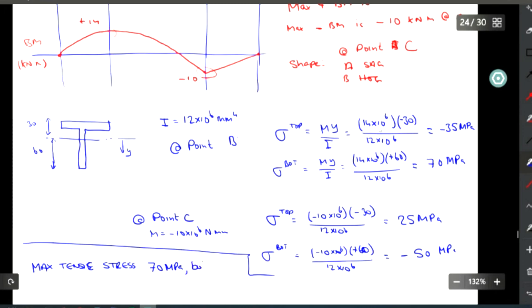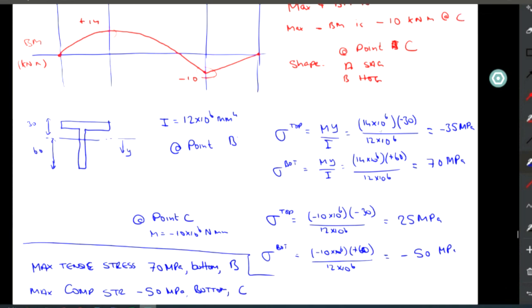Bottom at point B, and the maximum compressive stress is minus 50, and that's at the bottom. That's at point C.